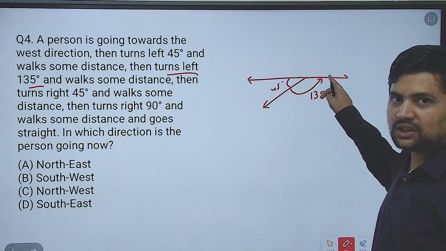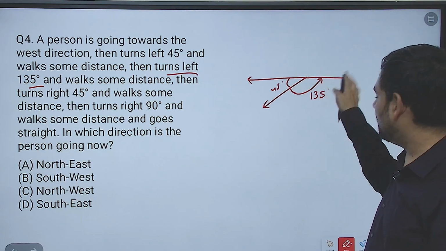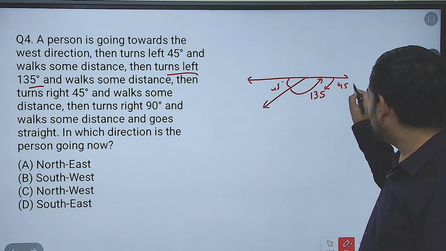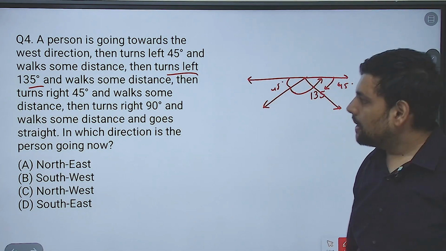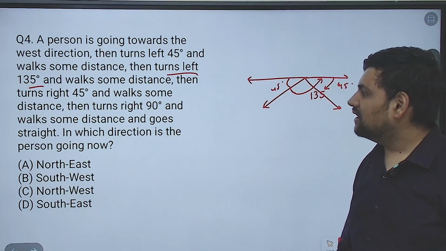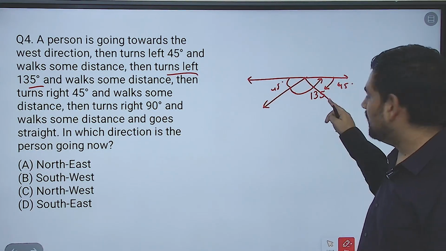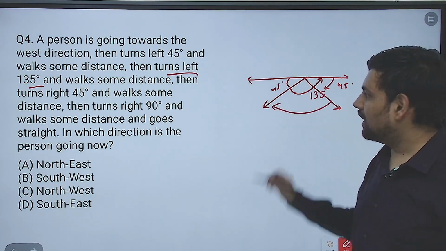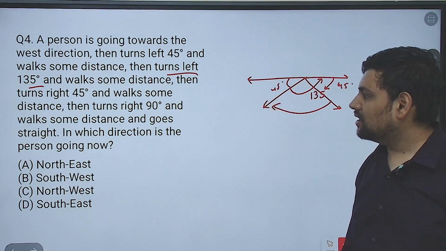So from here he'll turn right. Here the right direction will be here. So he goes 45 degrees. Now he is somewhere here and walks some distance, then turns 90 degrees right. From here he again turns right 90 degrees. So he will reach here back again. Then walks some distance and goes straight. In which direction is the person going now?